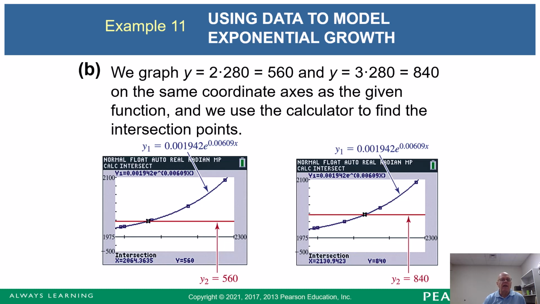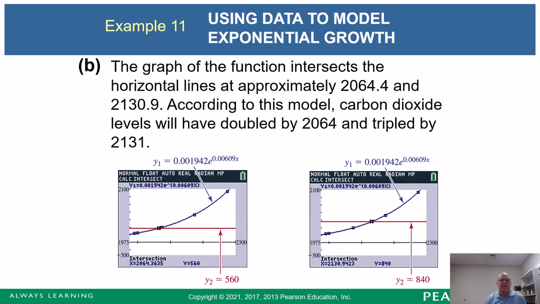If you also graph y equals 560 along with that, you can see where we've got an intersection point. Intersects at 2064.4 and 2130.9. This y value is how high this line is for this particular amount.